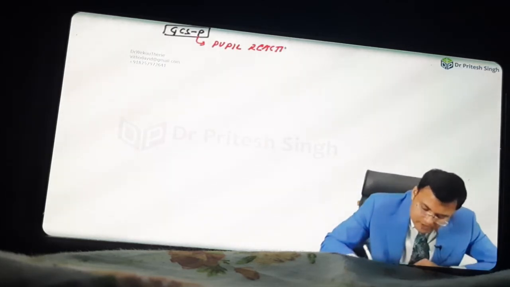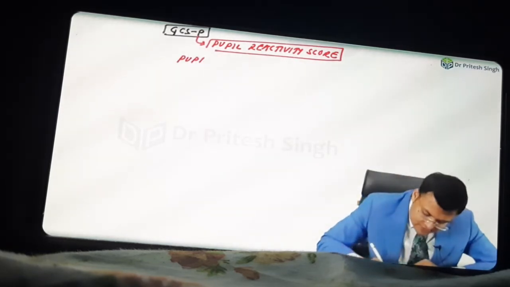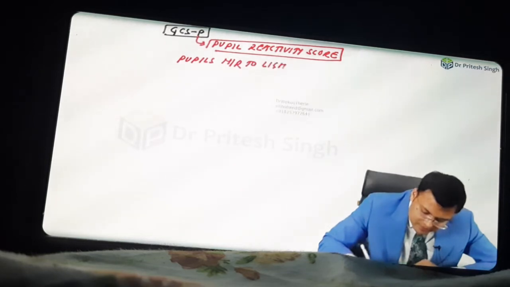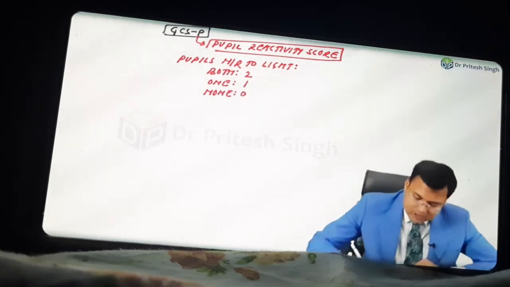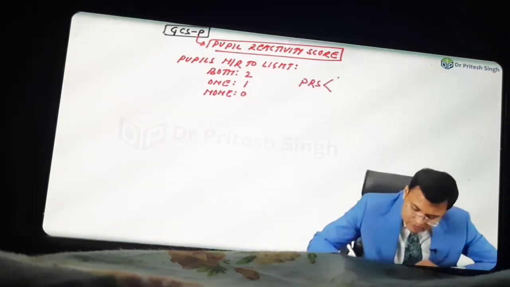There are certain other modifications. GCS-P. What is GCS-P? It is GCS minus P, where P means pupil reactivity score. What is this pupil reactivity score? It's the number of pupils non-reactive to light. If both pupils are non-reactive to light, the score is 2. If only one pupil, score is 1. And if no pupil is non-reactive to light, it is 0. So the pupillary reactivity score maximum is 2 and the minimum is 0.